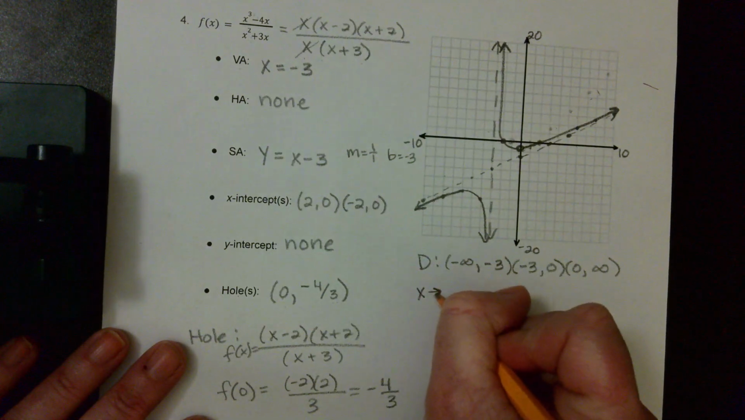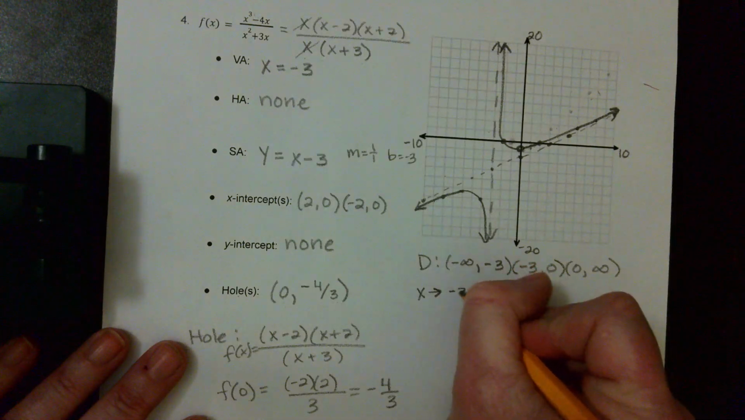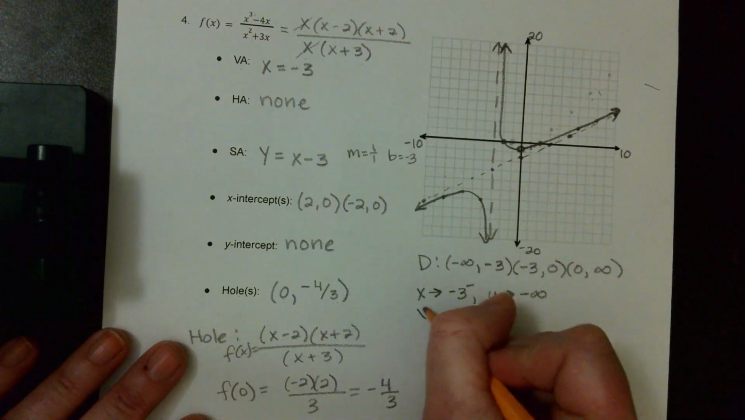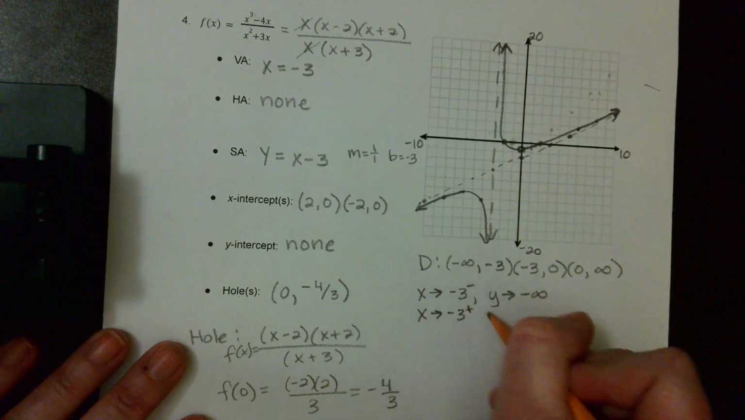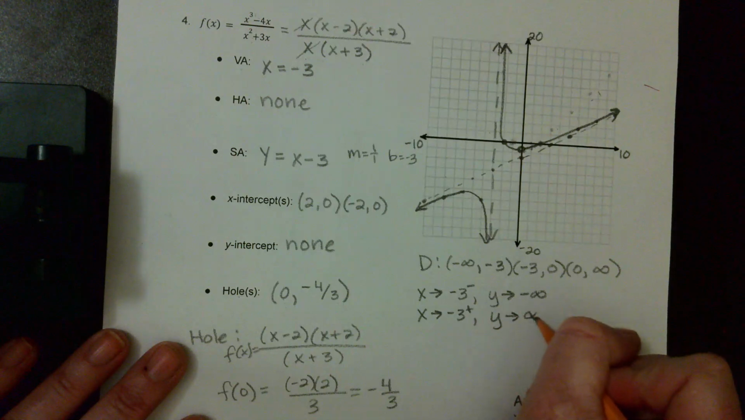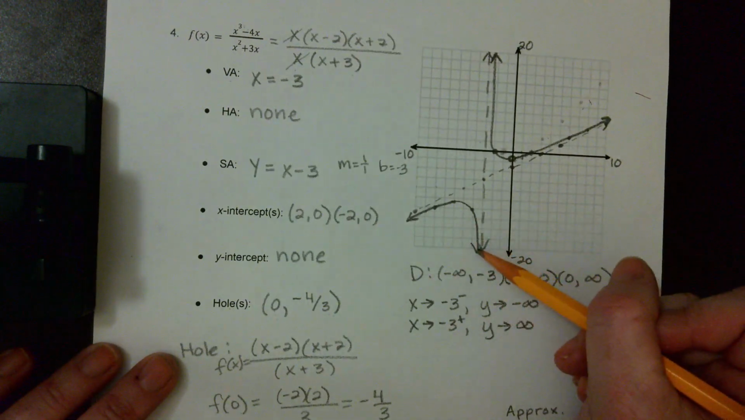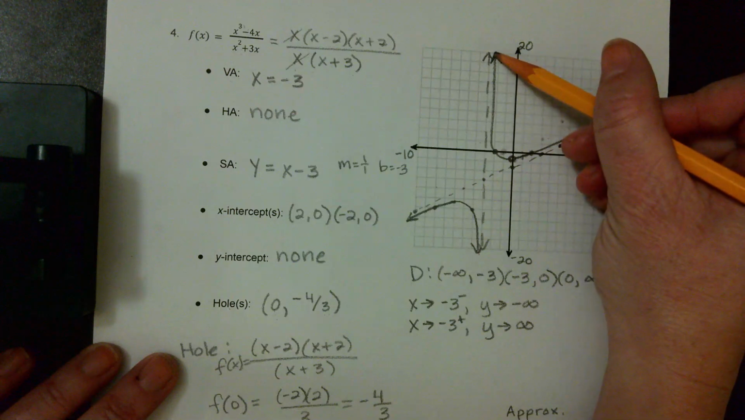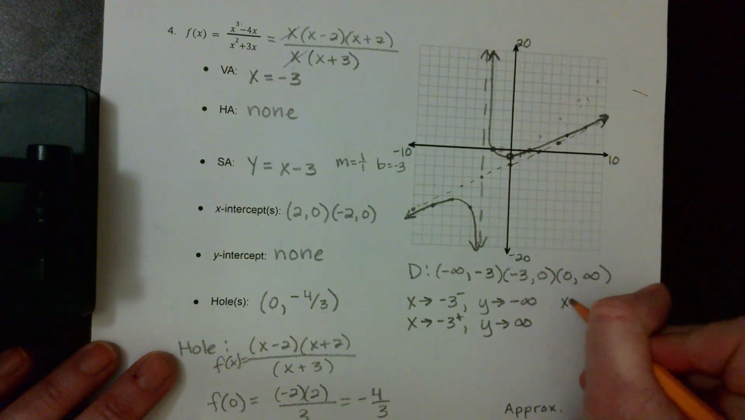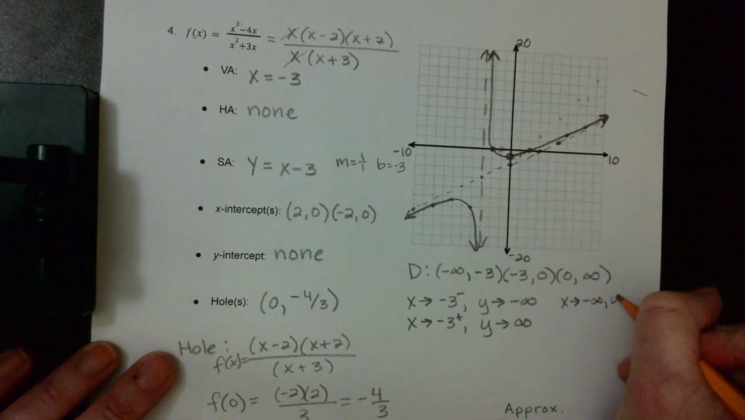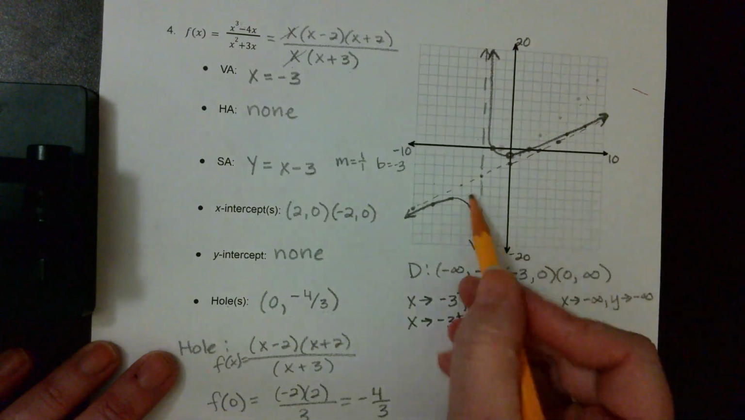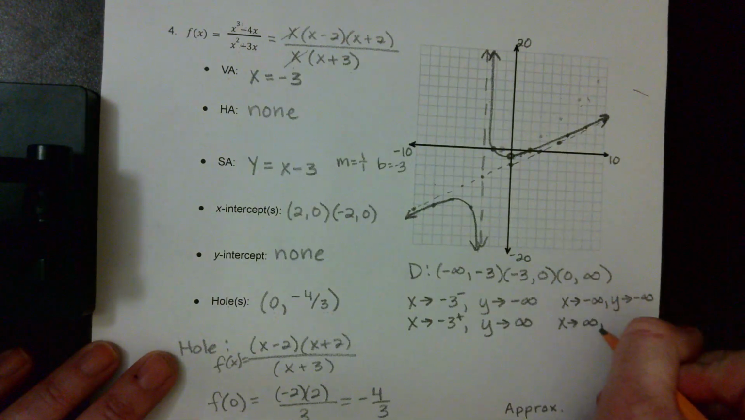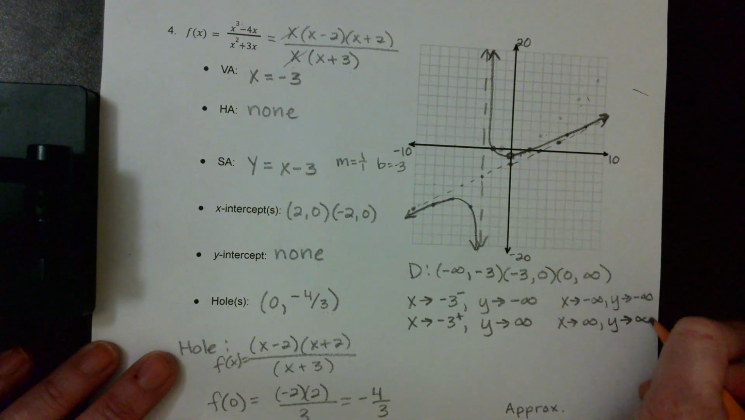Around our vertical asymptote, as x approaches -3 from the left, we can see y approaches negative infinity. As x approaches -3 from the right, we can see y approaches positive infinity. Here's -3 to the left, we're down at negative infinity. Here's -3 to the right, we're up at positive infinity. For our end behavior, as x approaches negative infinity, y also approaches negative infinity, right? This is going to keep going this way as we go left. And as x approaches infinity, y approaches positive infinity.